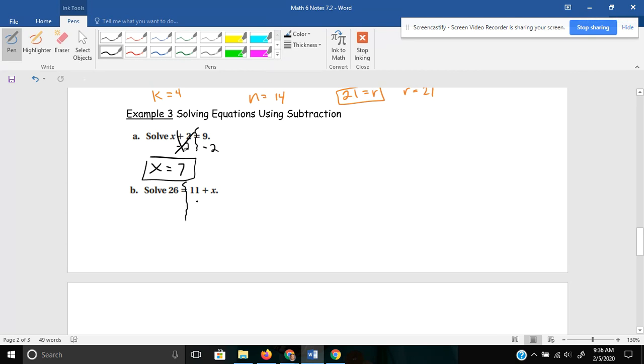Likewise for letter B, now my variable's on the right-hand side. So 11 is being added to x, so to undo that, I would subtract 11 on both sides. Undo opposite operations. Adding 11 and subtracting 11 are opposites, so I'd be left with 15. X is equal to 15. And again, double check it. 11 plus x, 11 plus 15, does that give you 26? Yes, in fact, it does.